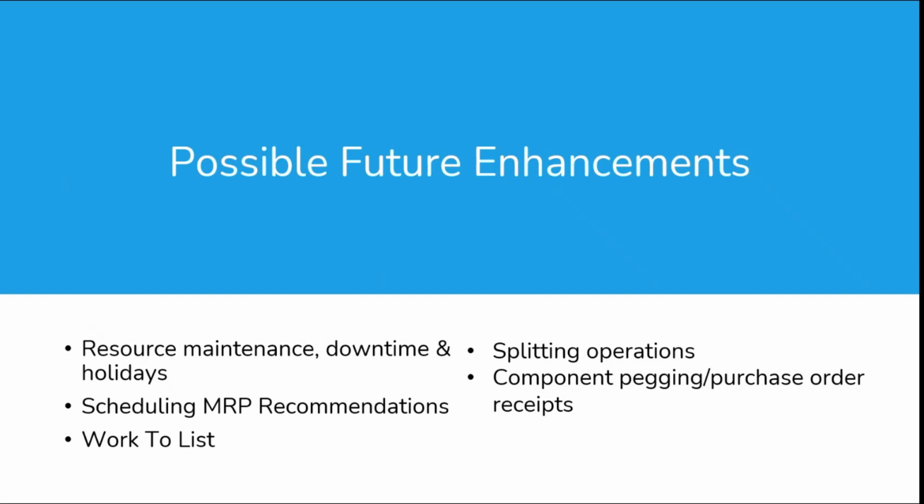So if your components are actually going to be late and you cannot start your first operation, or they've been packed onto a certain operation within the works order, if they are going to be late, how do we display that? So there are a few things that we would like to bring into the product in the future.